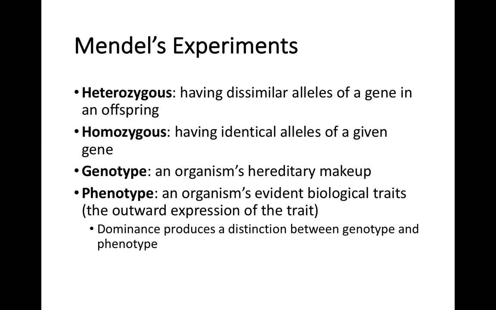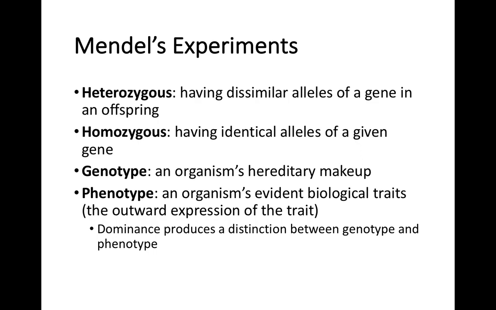So some of the key vocabulary words that come from Mendel's experiments include heterozygous. This is where you have two different alleles, like having an A and an O allele, but still having type A blood. Homozygous. This means that you have identical alleles of a given gene. So this for type A blood would be having two A alleles.